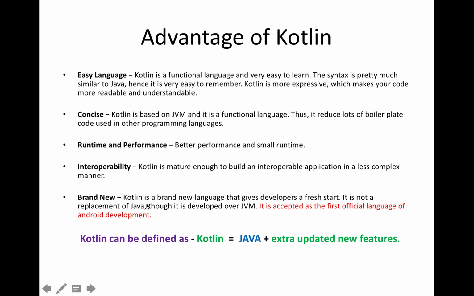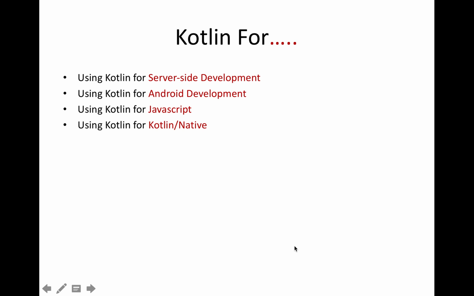Brand new. Kotlin is a brand new language that gives developers a fresh start. It is not a replacement of Java. Though it is developed over the JVM, it is accepted as a first official language of Android development. So Kotlin is a first official language of Android development. So Kotlin equals Kotlin plus Java with extra updated new features.